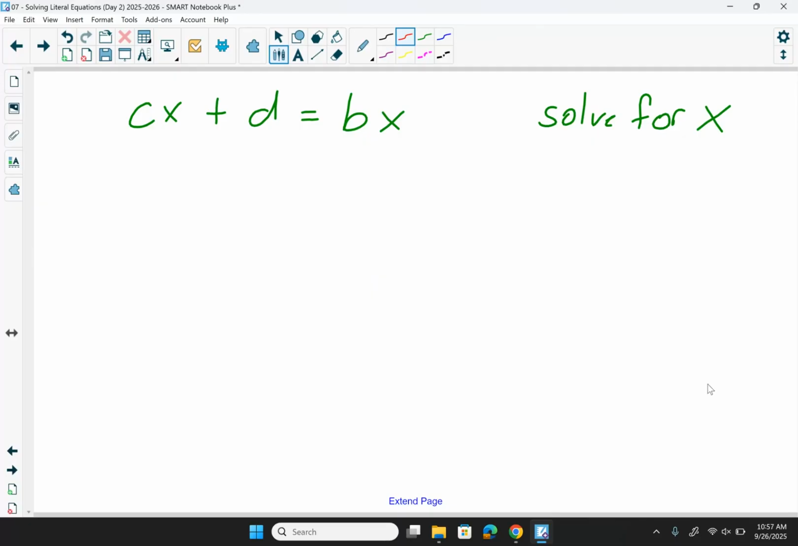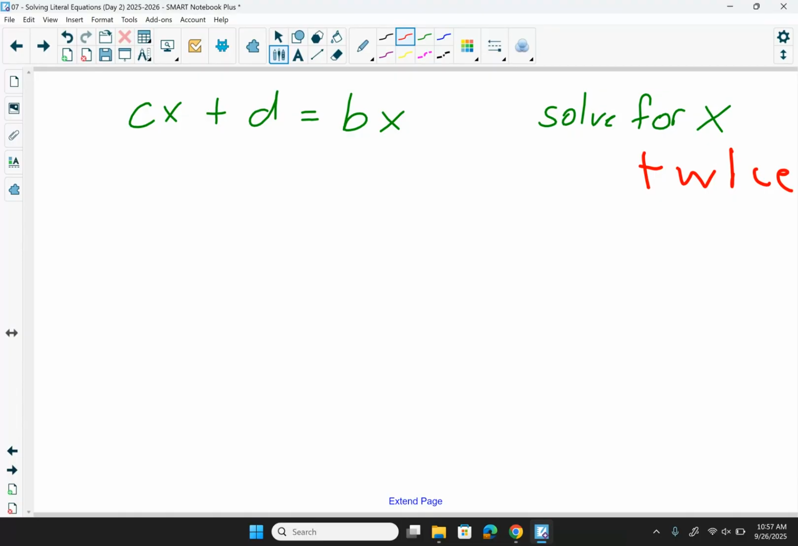Here, let's do one more example where we wind up having to factor. Looking at this cx plus d equals bx, I know we're going to have to factor because the variable we're being asked to solve for, x, I see it twice in our equation. What's different than the last example we just looked at is those terms with x are not on the same side of the equation. So what I want to do first is get the terms with x all to one side of the equation by themselves.